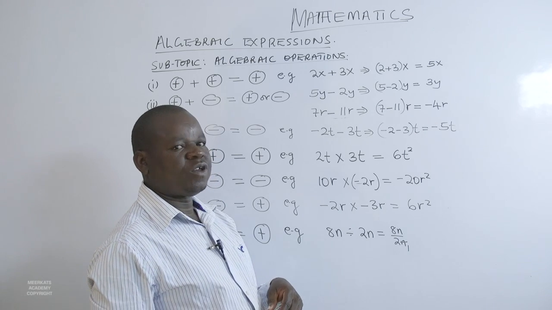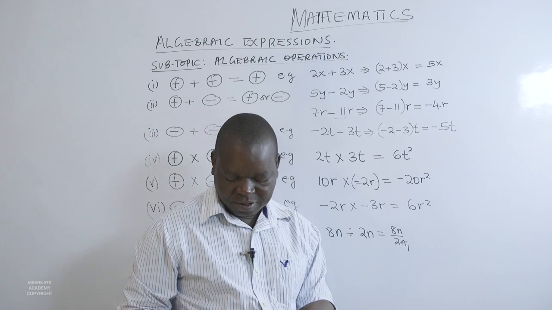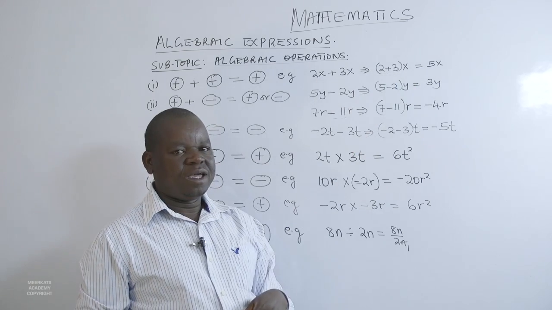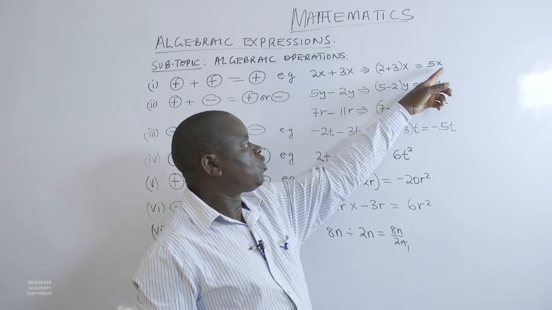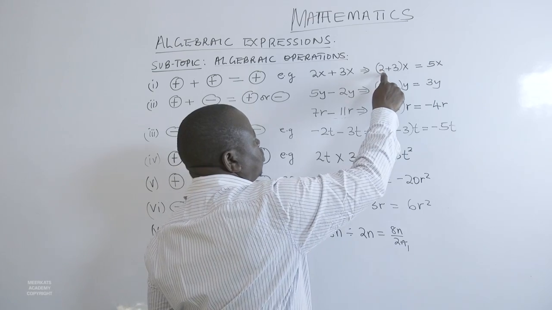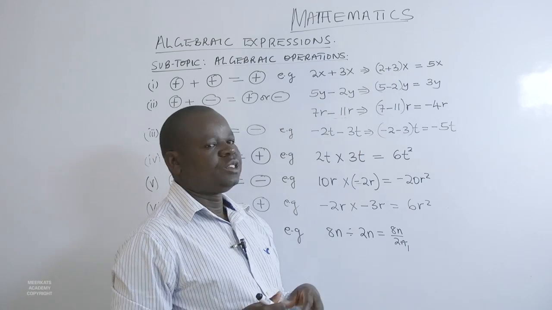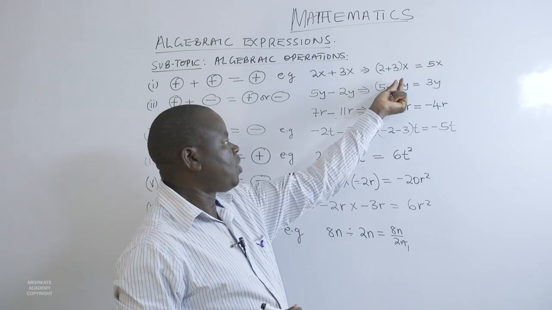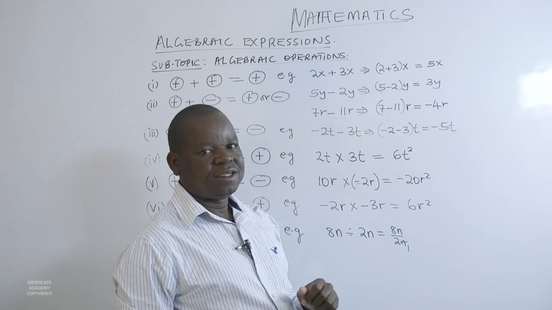And remember, in our previous lessons, we have said that a number multiplied by a pronumeral gives us what we call an algebraic term. So when we add 2 plus 3, we obtain 5. But that 5 now is the coefficient of our pronumeral x. So the result will be 5x.